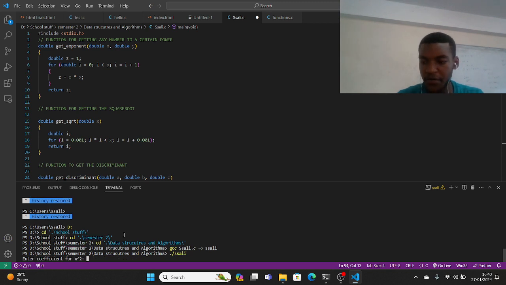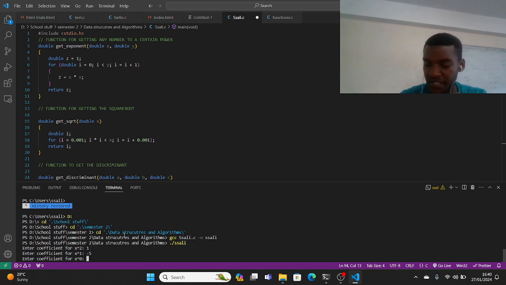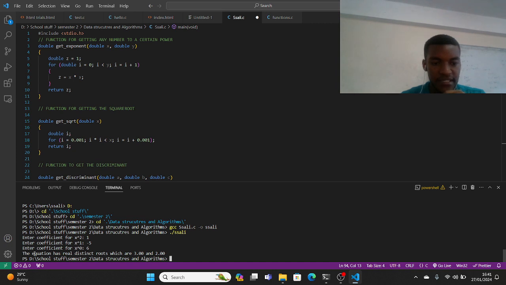So here my quadratic equation is x squared minus 5x plus 6. The coefficient for x squared is 1. The coefficient for x is negative 5. And the coefficient for x to the power 0, which is normally a constant, is 6. Once I press enter, I'm supposed to have two roots, which are 2 and 3. See, it returns it here and says the equation has real distinct roots, which are 2 and 3.